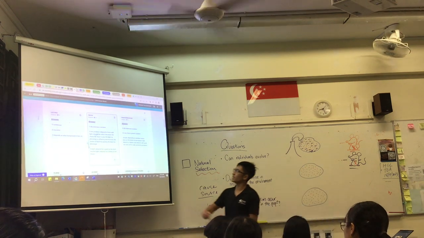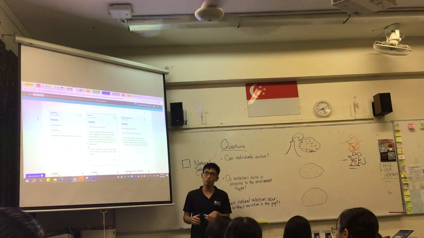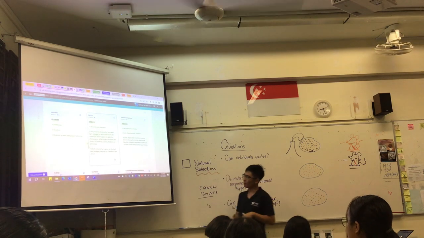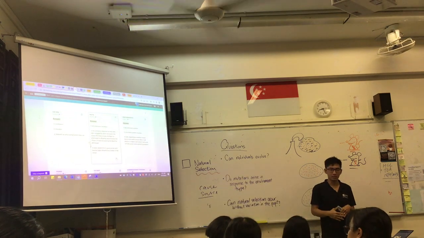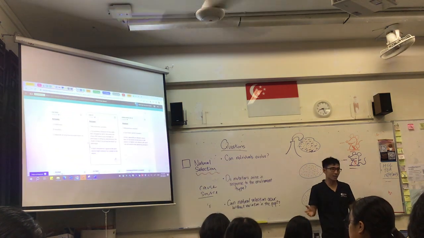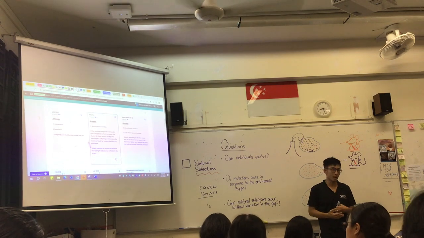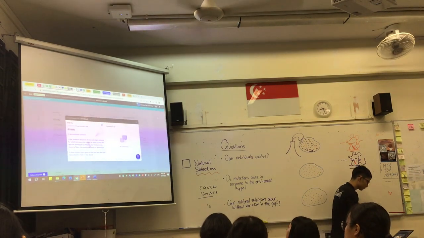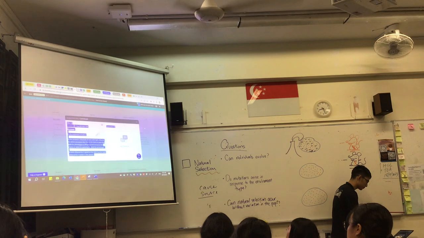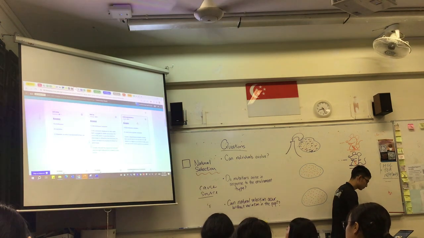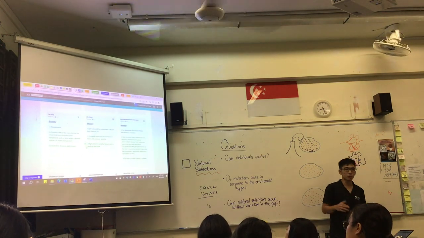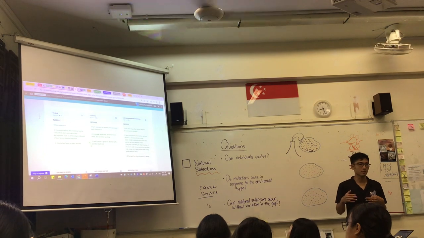So is it good or bad? Sarah says, both. Because it depends on where the mice live. If you're on a lighter sand, black is bad. If you're on a dark lava, light fur color is bad. And that is a trademark to understand natural selection.